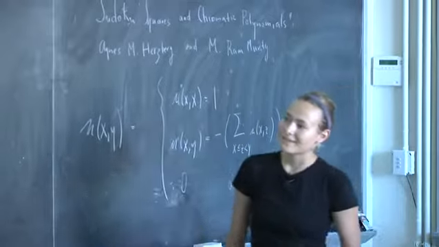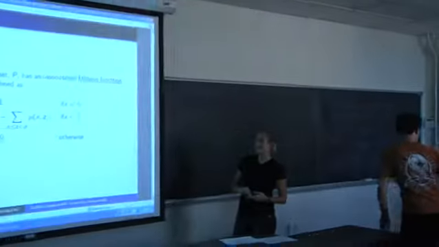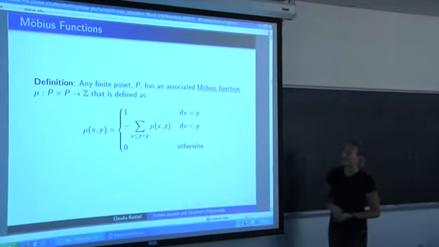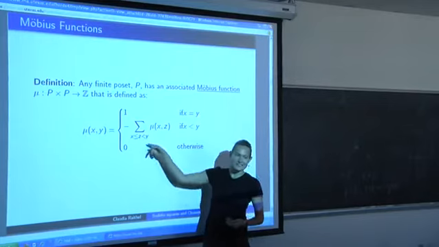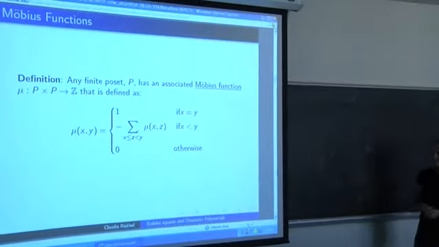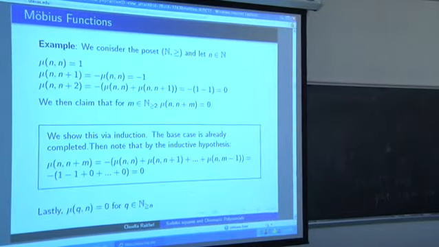You'll notice that you do need the 0 otherwise, because if x is greater than y, this won't really make sense. Okay, so to make sure we come to terms with this definition, let's calculate a Mobius function for the natural numbers with the greater than or equal relation.